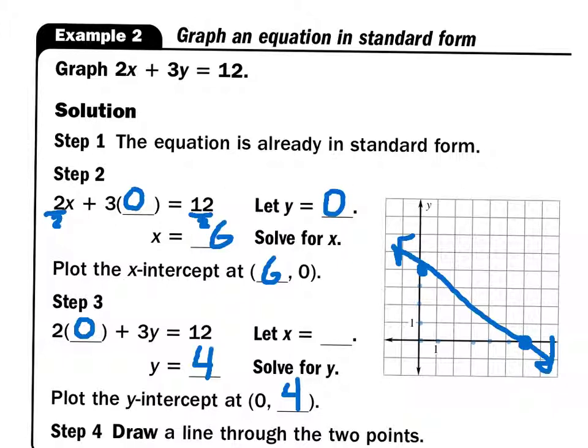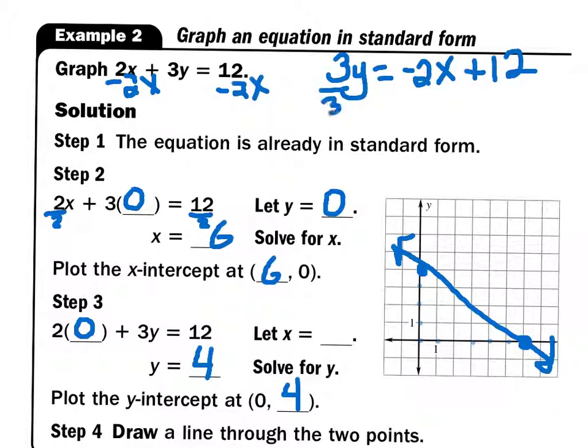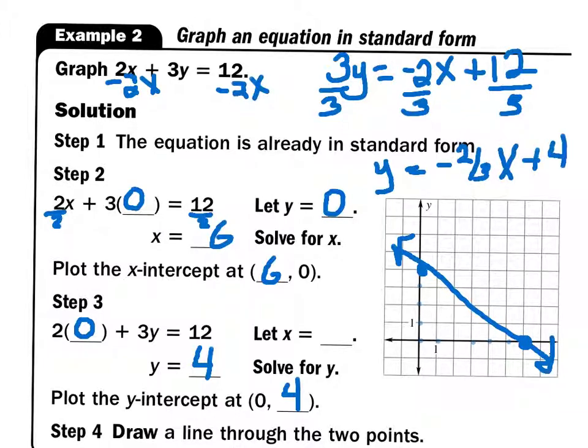Now, a lot of people don't like standard form, especially if the numbers don't equal nice whole numbers like this. But that's okay. You can always change standard form back to slope-intercept form by subtracting 2x from both sides. And then that would give you 3y equals negative 2x plus 12. And then dividing by 3. And that would finally equal y equals negative 2/3 x plus 4.